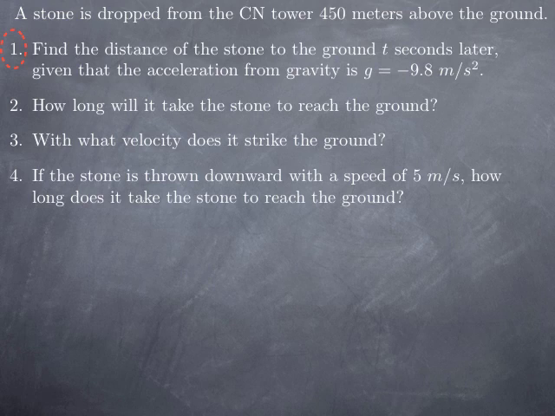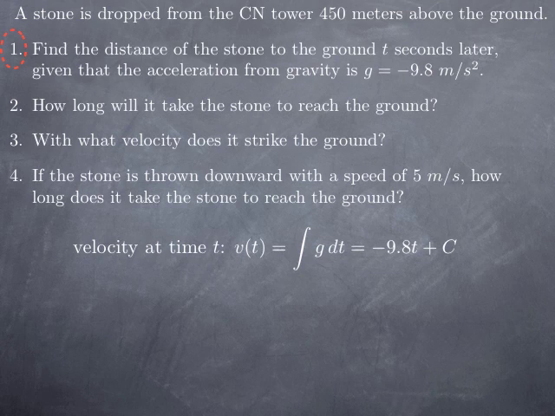So we have constant acceleration. The velocity is an antiderivative of the acceleration. Acceleration is the rate of change of velocity, so the velocity at time t is given by an antiderivative of this constant -9.8. In other words, the velocity at time t is just -9.8 multiplied by t, where t is the time in seconds, and that's up to some constant.